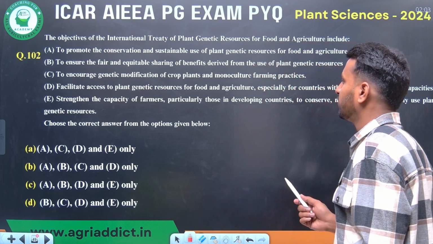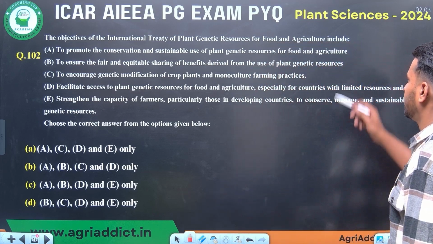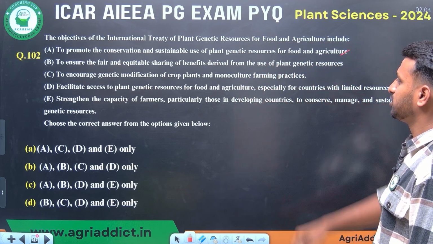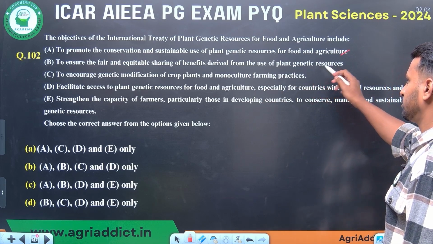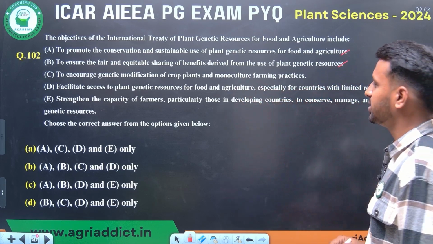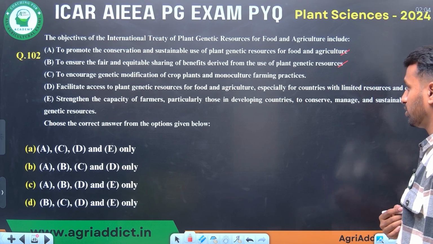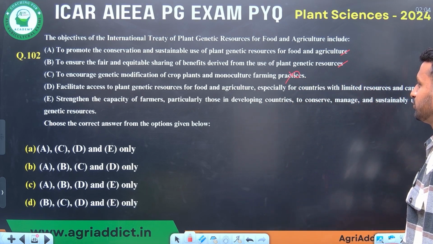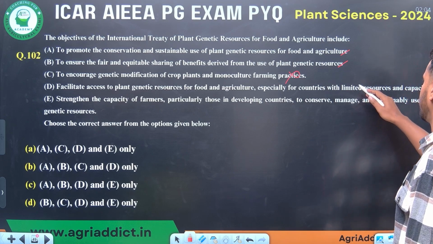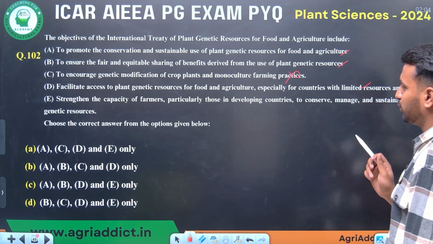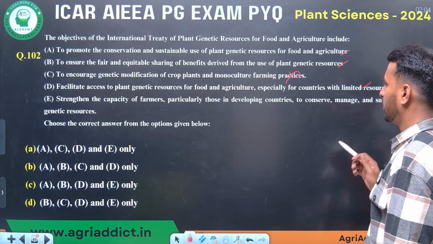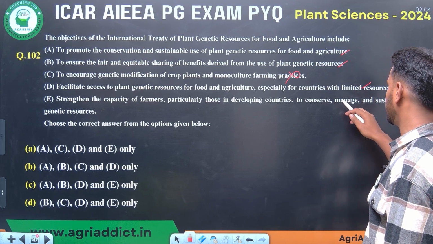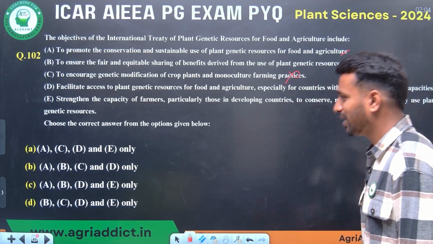And to promote the conservation and sustainable use of plant genetic resources, okay, good, true. To ensure the fair and equitable sharing of the benefits, okay, true. And to encourage the genetic modification of crop plants and monoculture, no. And to facilitate the access of plant genetic resources for food and agriculture, especially for countries with limited capacity. True. And to strengthen the capacity of farmers, particularly in developing countries, to conserve, manage and sustainably use plant genetic resources.